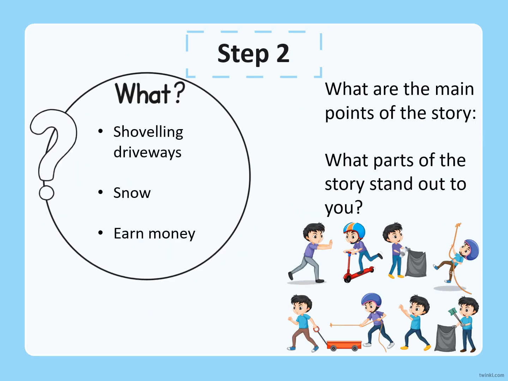Step 2. This is the what. So what are the main points of the story? What parts of the story stand out to you? So this is what makes the story unique. What makes the story the story? So I've picked out a few points. You could use others as well, but I've chosen shoveling driveways. There's snow, and the little boy or girl wants to earn some money to buy a new toy. So those are all important bits of information that we need to make sure we include in our summary.